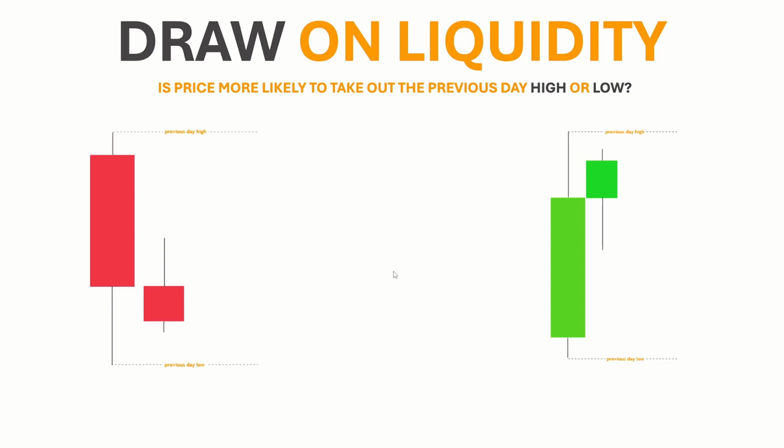Now, guys, how can we use this to frame our bias? If we were to have a full body closure below the previous day low in this example, we would want to look for market to reach even further. We would look for the next low to be broken. In this example, if market had a full body closure above the previous day high, we would look for another full body closure above the previous day high. I'm going to demonstrate this on the live chart, so let's get into it.